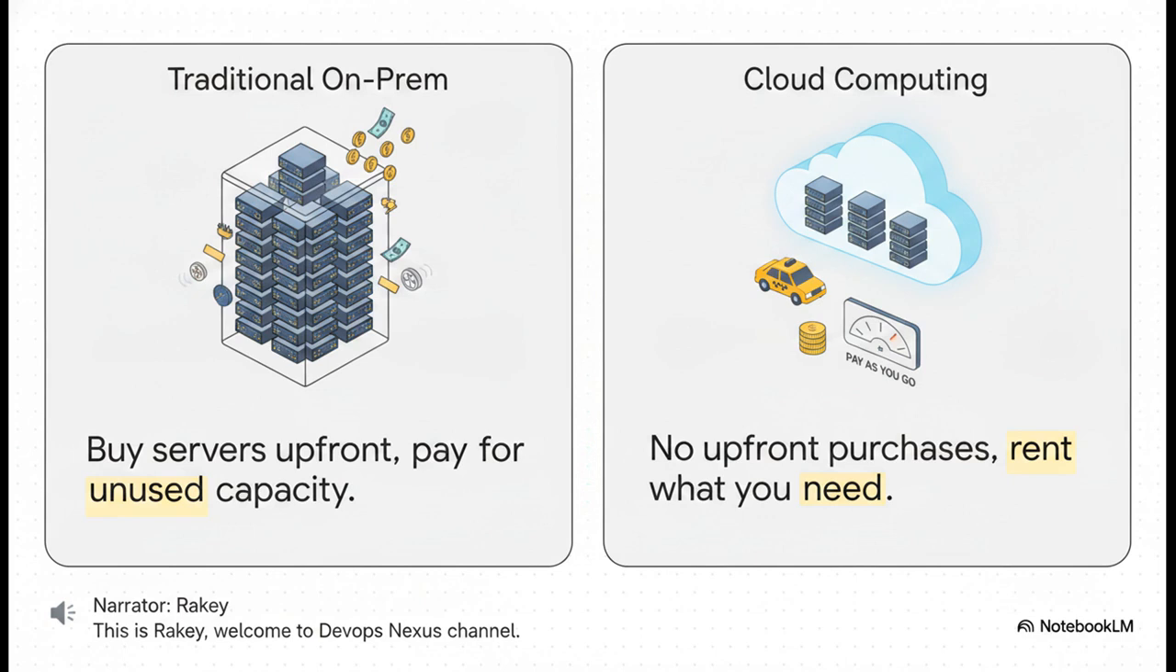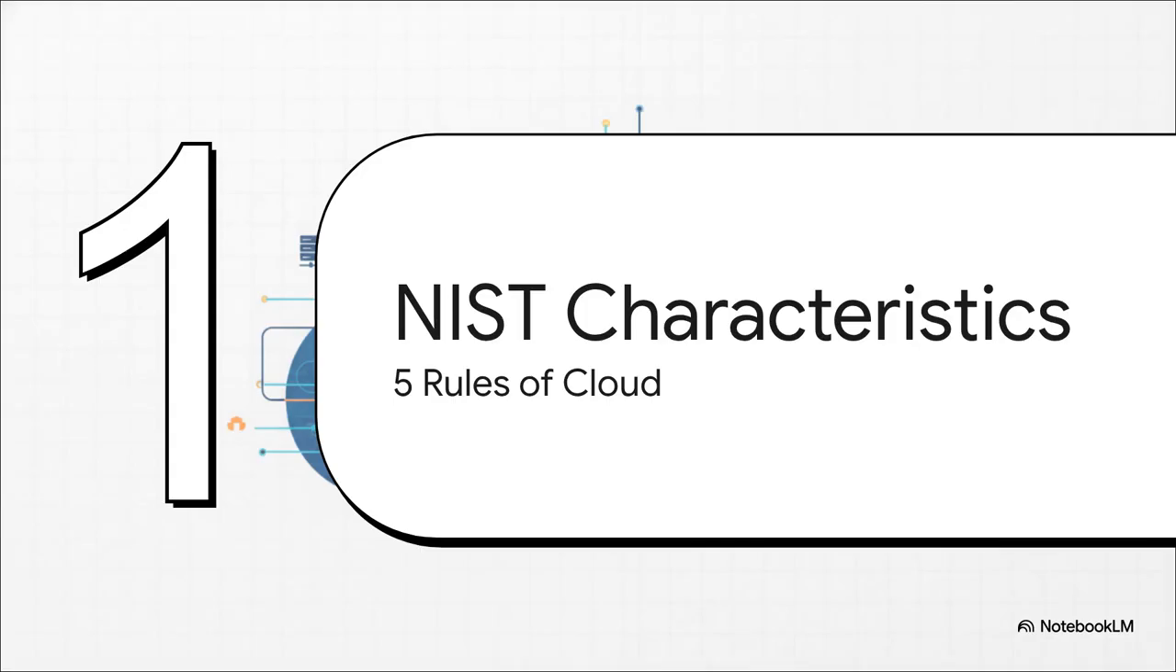Now look at the right side. Cloud computing is simply the on-demand delivery of IT resources over the internet. Zero upfront purchases. You just rent what you need, exactly when you need it, with pay-as-you-go pricing. And AWS handles all that physical infrastructure. Honestly, it's like the difference between buying a massive fleet of expensive cars versus just calling a taxi when you actually need a ride.